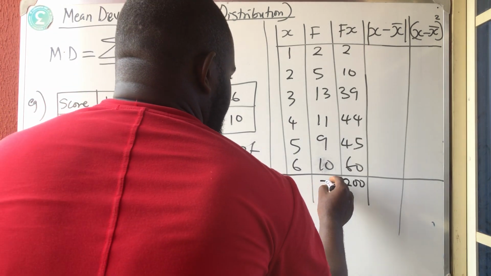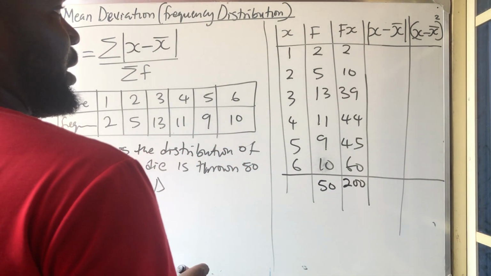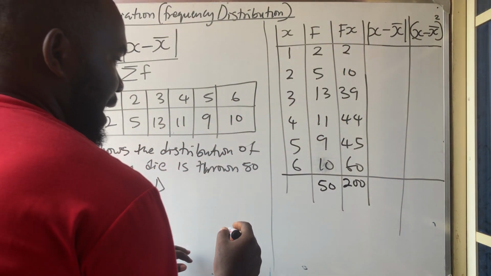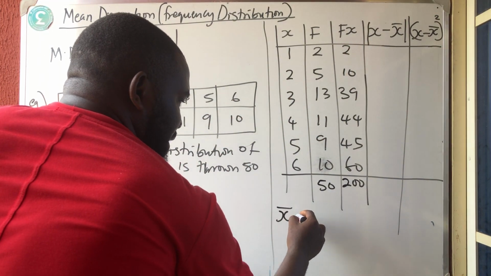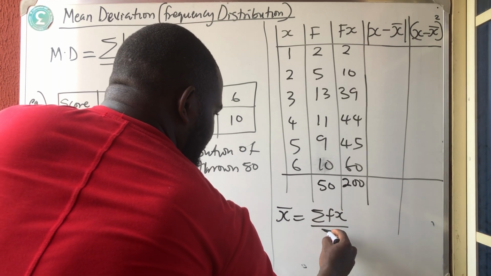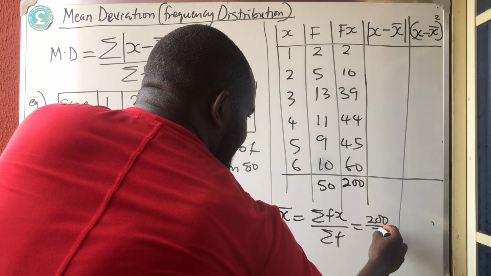So I'm having 50. So they are 50 number. That is my summation f. Now the next thing I need to get is x minus x bar. But I need my x bar. X bar is the mean. And mean means summation f of x divided by summation f, which is what? 200 divided by 50.